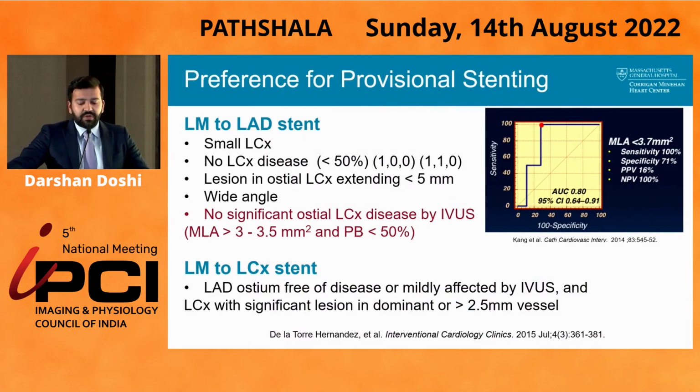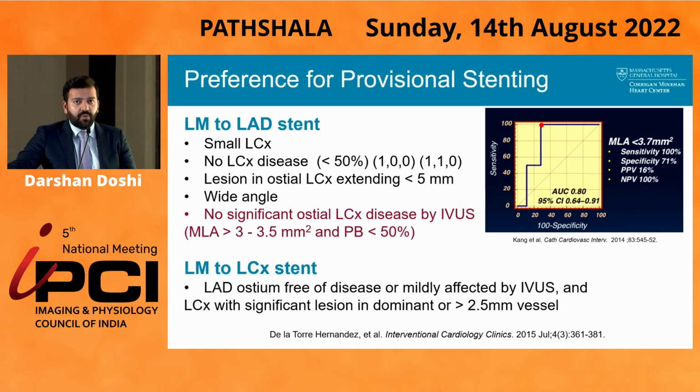Now, when do you do provisional stenting? There are certain things that probably allow you to use provisional stenting. De La Torre Hernandez has been obviously very prolific in this space, and his recommendations are the following. One, if you're just going to do a crossover from the left main to the LAD, if you have a very small circ, so less than 2.5 millimeters, if you have no real circ disease, and that includes a plaque burden of less than 50% on angio, if the lesion in the ostial circ extends less than 5 millimeters, because if it is tight, you can just balloon it and it shouldn't really be an issue.